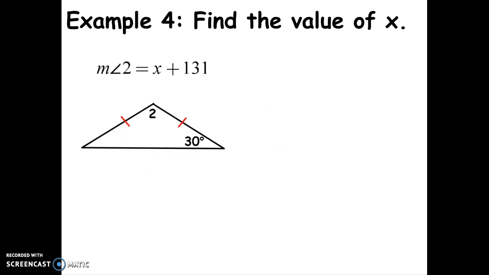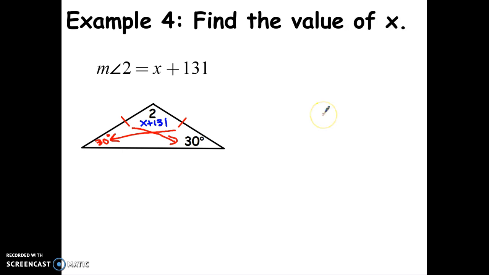Our last example is similar to the last. So we're told that the measure of angle 2 is x plus 131. Next thing we have to do is identify our congruent sides, and here they are. And then let's identify those opposite angles. So here's an angle opposite, and here's an angle opposite. So if this angle is 30 degrees, then that means that this angle is also 30 degrees.